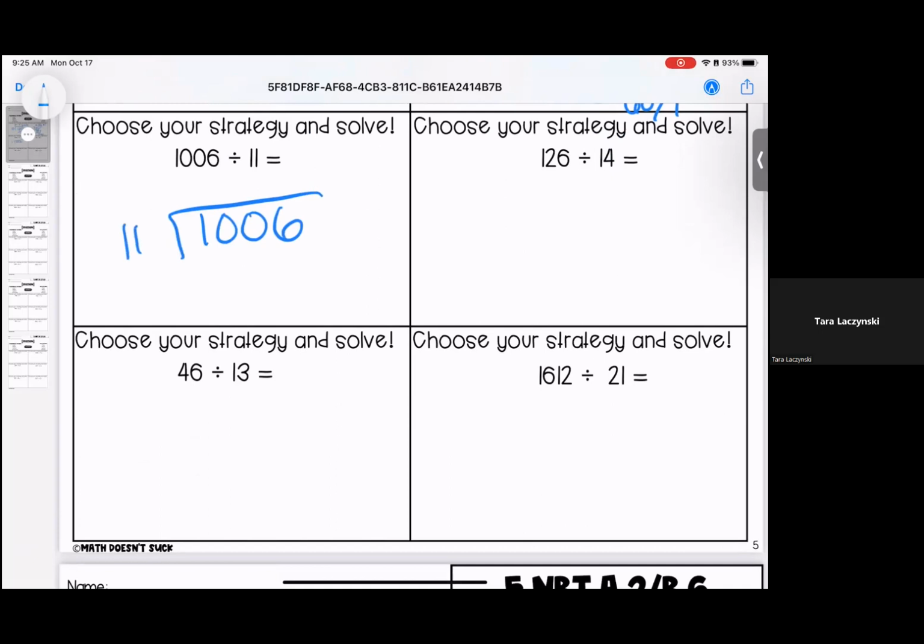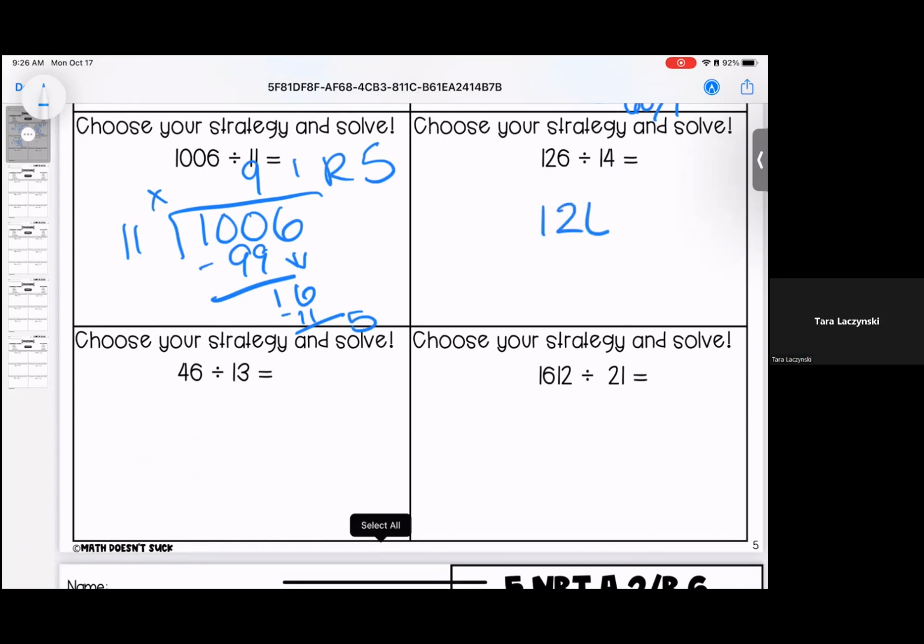So does 11 go into 1? No. Does 11 go into 10? Also no, but it does go into 100. How many times? 9 times, because 9 times 11 is 99. When I subtract 100, take away 99, I get 1. I bring down my 6. 11 goes into 16 one time. When I subtract, I have 5 left over. The answer is 91 with a remainder of 5.